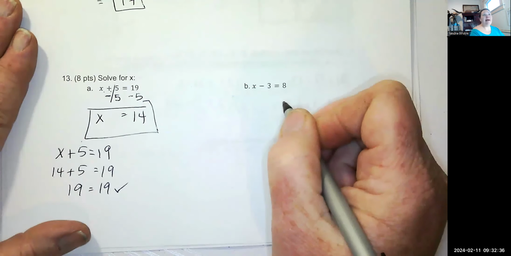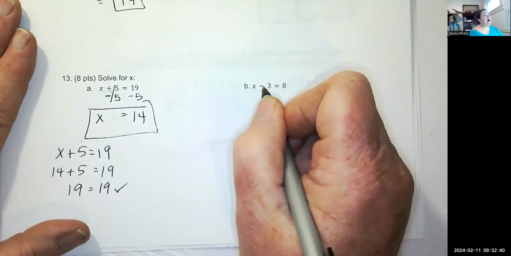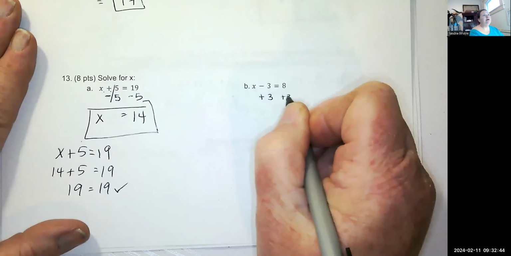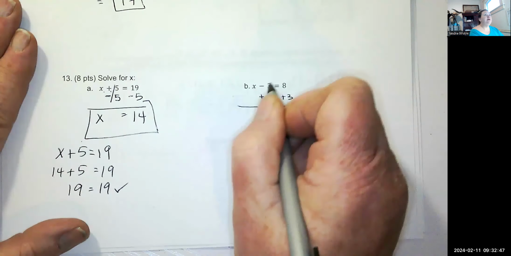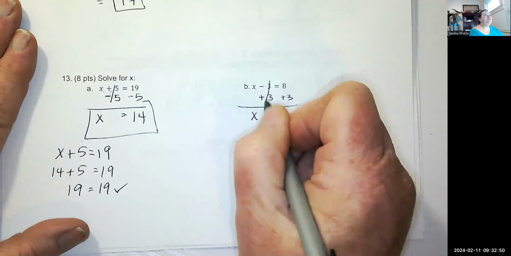x minus 3 is equal to 8. Who's attached to x and how? 3 is attached by subtraction. So the opposite, or inverse, of subtraction is addition. Therefore, we have to add 3. What we do to one side, we do to the other. We bring down the x. This is now x is equal to 8 plus 3, which is 11.